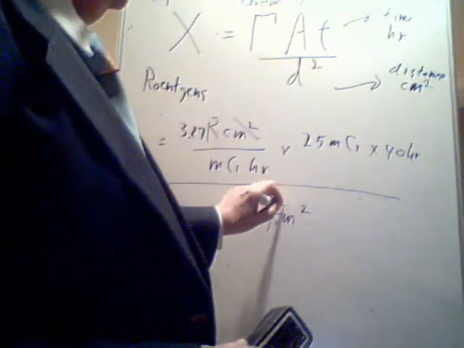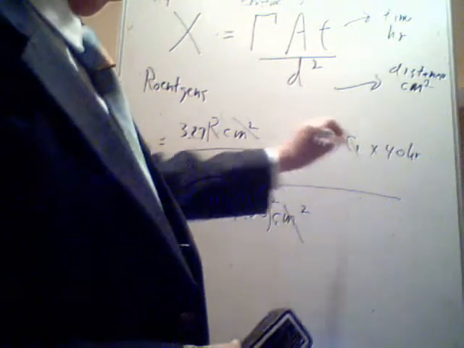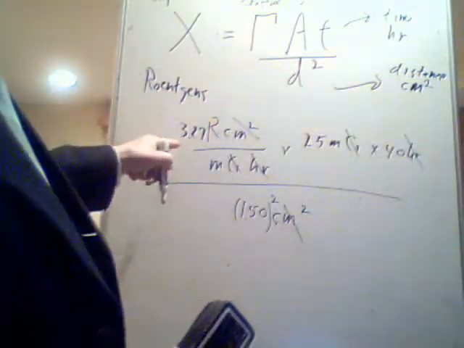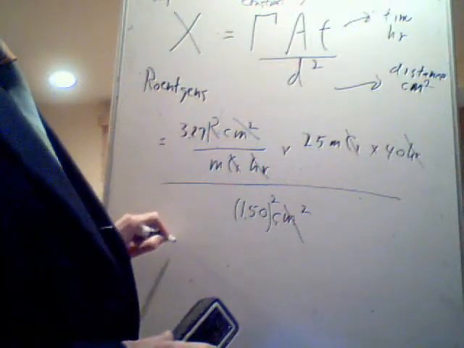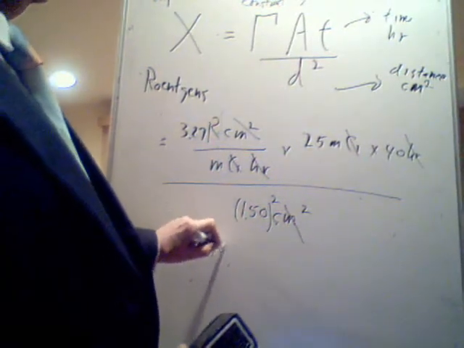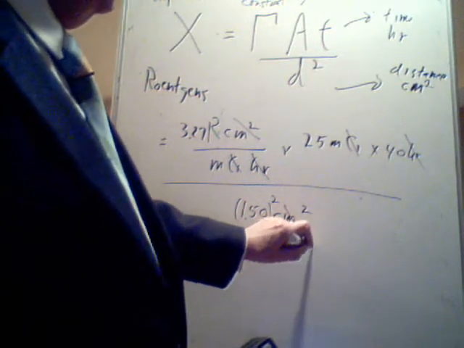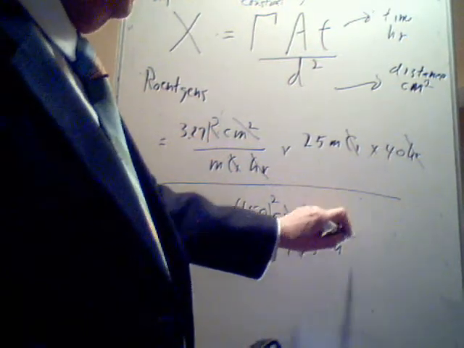Centimeters squared is going to cancel out. Millicuries will cancel out. Hours will cancel out, and we're left with an answer in Roentgens, and it's going to come out to 0.145 Roentgens. After you've done the math, it's 145 milliroentgens.